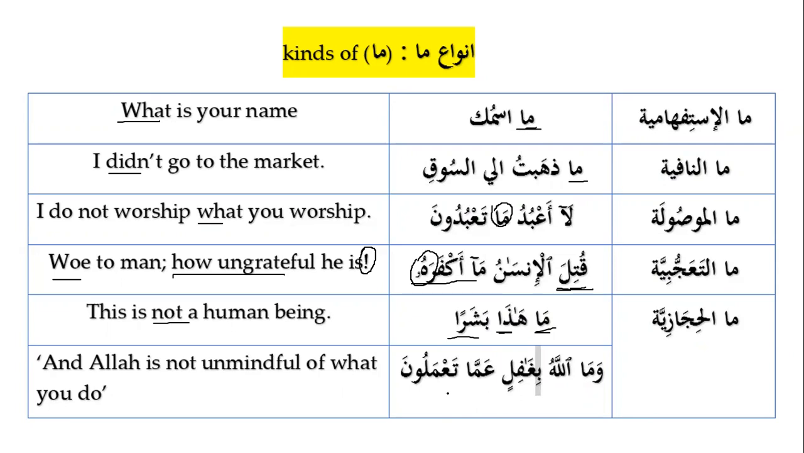And similarly, it also comes with ba. وَمَا اللَّهُ بِغَافِلٍ عَمَّا تَعْمَلُونَ. And Allah is not unmindful of what you do. So it also has ba with that, the preposition, for further emphasis.